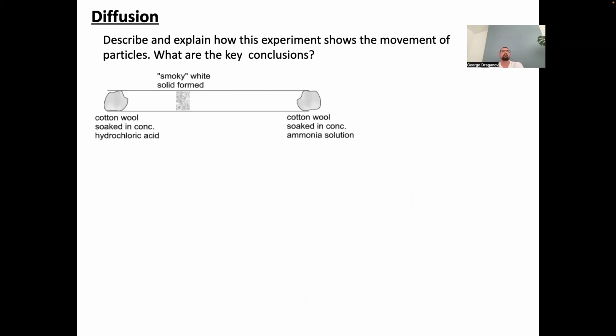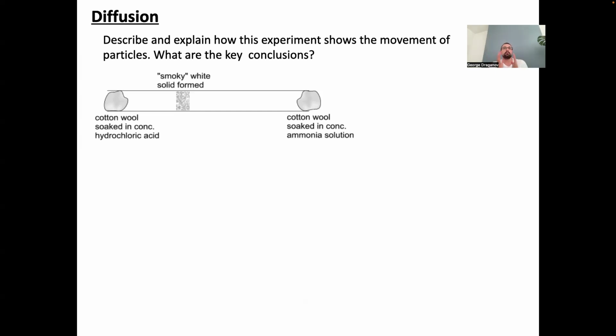Now, we can see a diffusion experiment here. You put hydrochloric acid on one end, and you soak some cotton wool in some concentrated hydrochloric acid. On the other end, you soak some cotton wool in ammonia solution, and you leave them. What tends to happen is that the hydrochloric acid particles and ammonia particles will evaporate and diffuse across from a high to a low concentration. So they will diffuse towards each other.